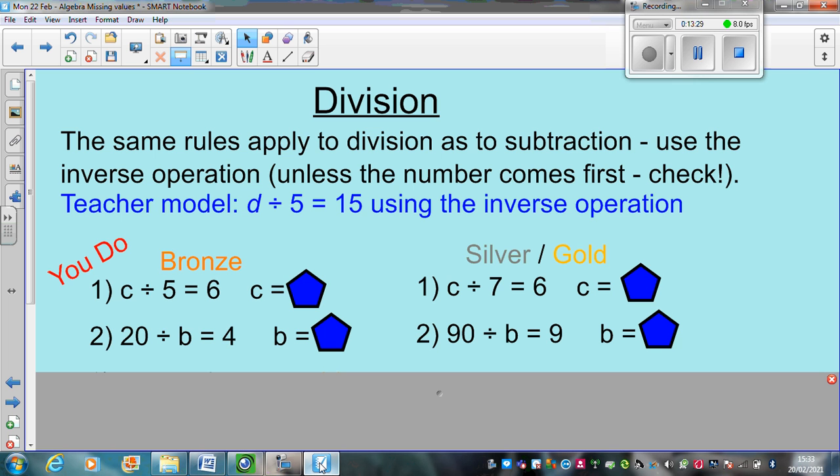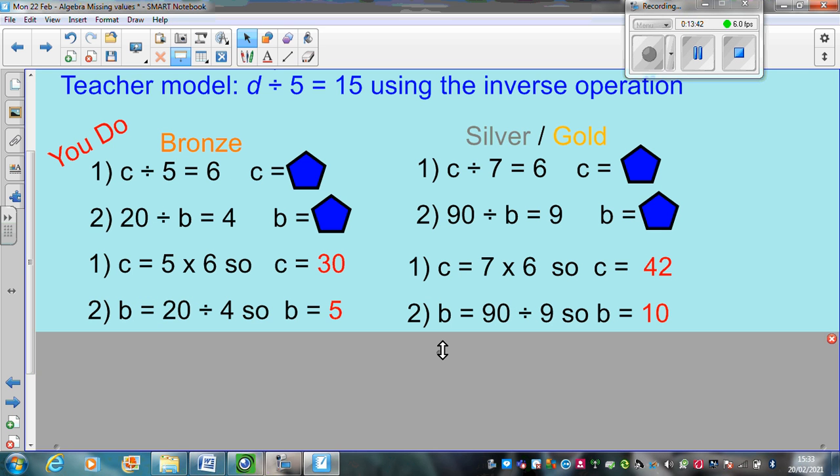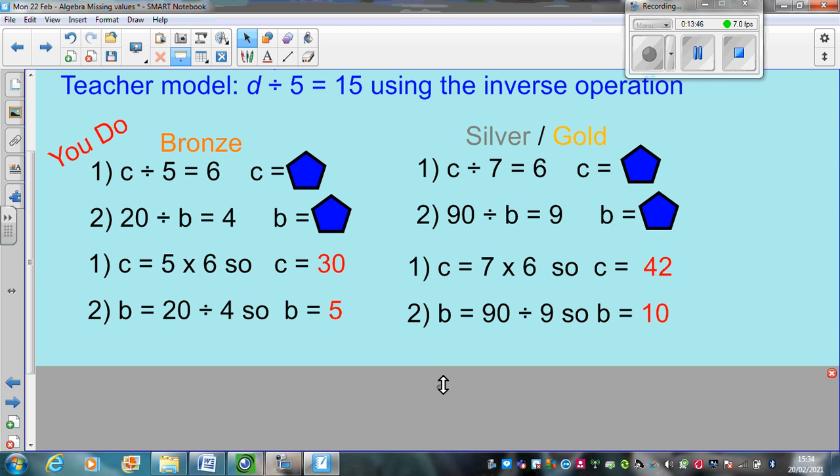So have a go at bronze or have a go at silver and gold. And pause, and then I will show you the answers. Pause now. And here are the answers. C divided by 5 equals 6. So C must equal 5 times 6. C is 30. 20 divided by C equals 4. Well, we can't do 4 times 20 because we know that won't work. So we simply say 20 divided by 4 equals 5. If we put that back into the equation, we can say that 20 divided by 5 equals 4.